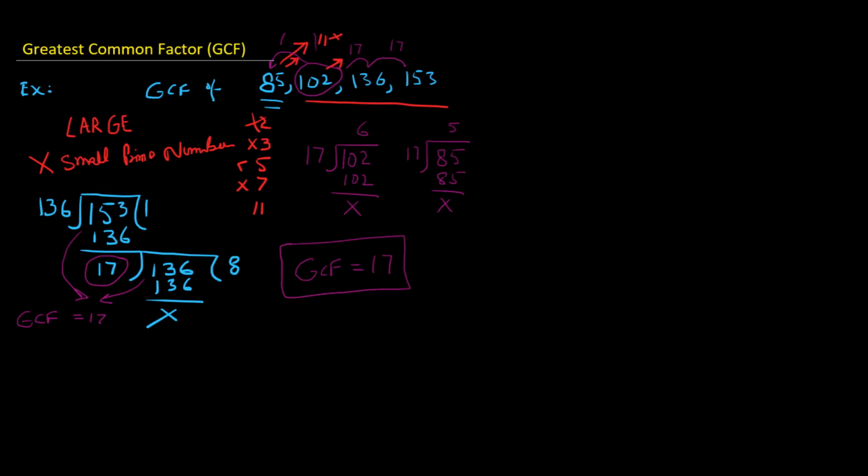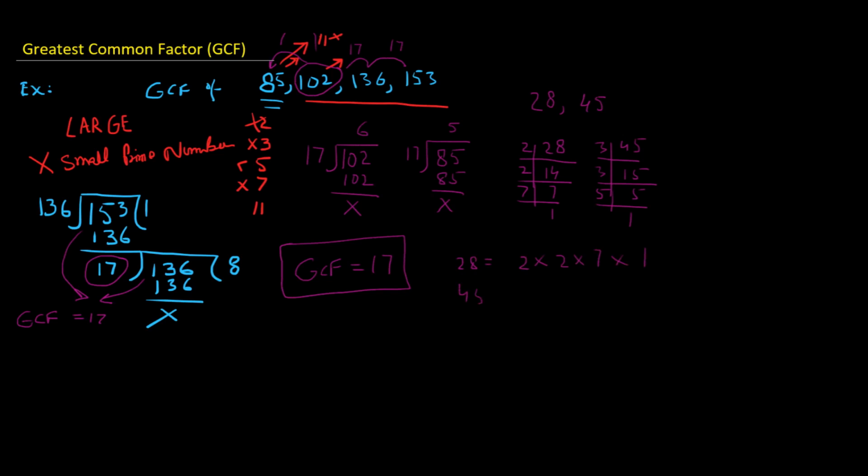For example, let's take 28 and 45. We take the first method because it's simple. So 2, 14, then 2, 7, and then 7, 1. Now take 45. So 5 plus 4 is 9, so 3, 3, 5, 1. So if we write the prime factors of 28, it is 2 into 2 into 7 into 1.